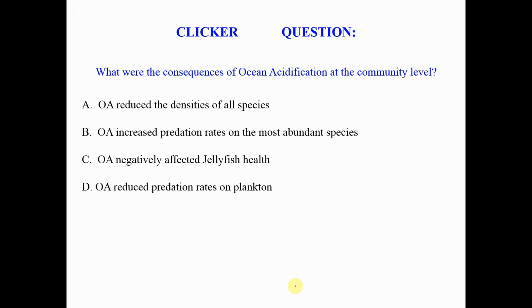So, just a quick question to make sure people are still keeping up. What were the consequences of ocean acidification at the community level? A. Ocean acidification reduced the densities of all species. B. Ocean acidification increased predation rates on the most abundant species. C. Ocean acidification negatively affected jellyfish health. Or D. Ocean acidification reduced predation rates on plankton. I'll give you 10 seconds to go through that. Think about it.